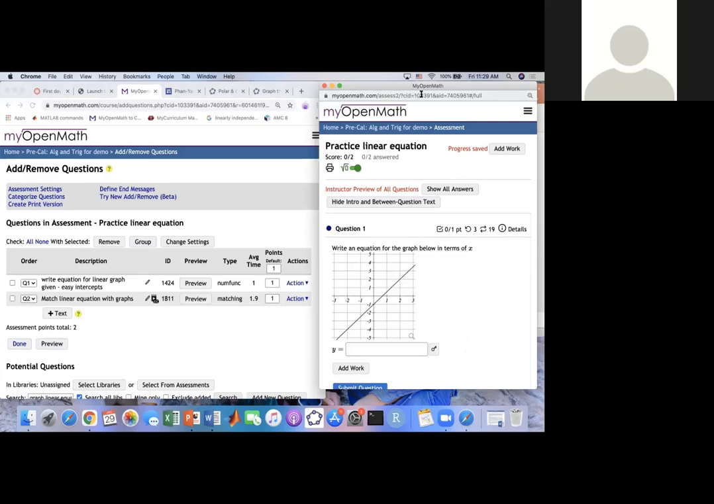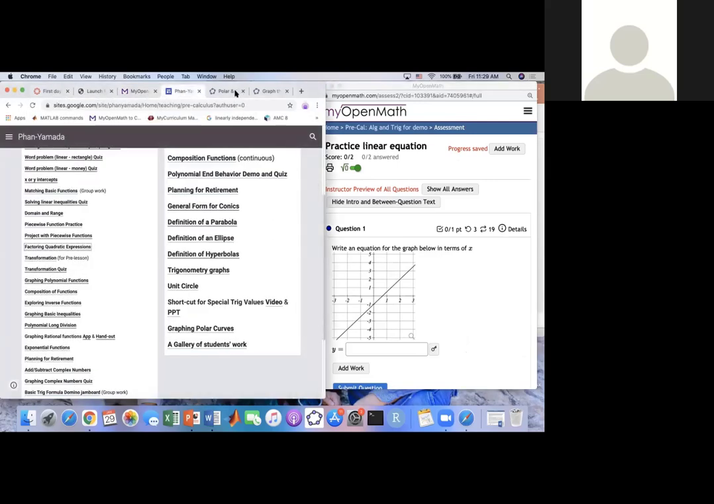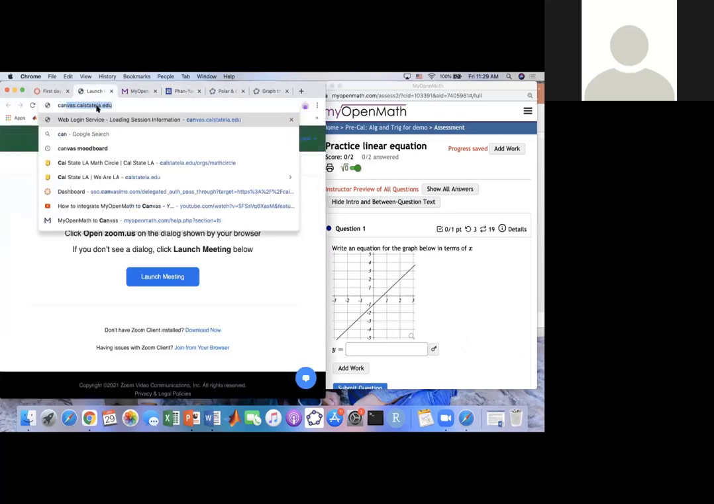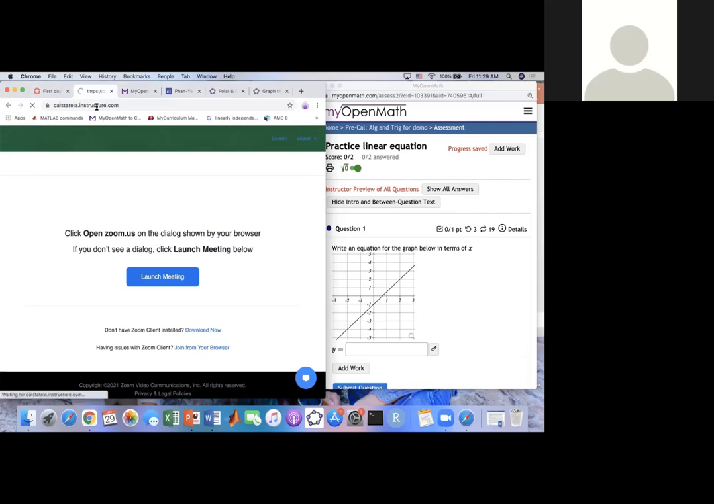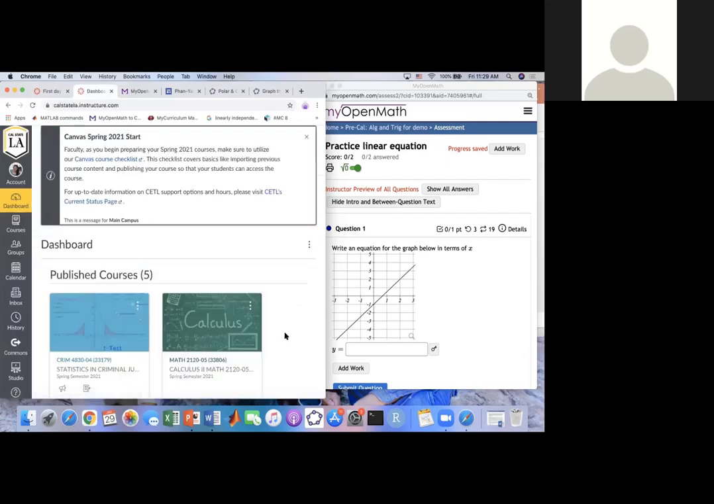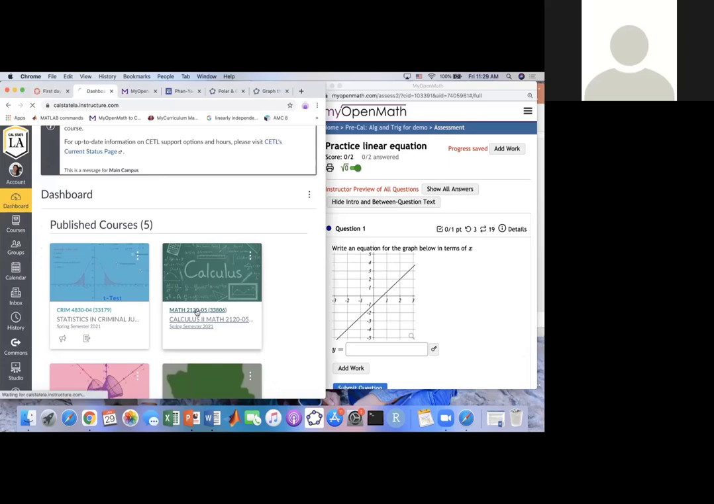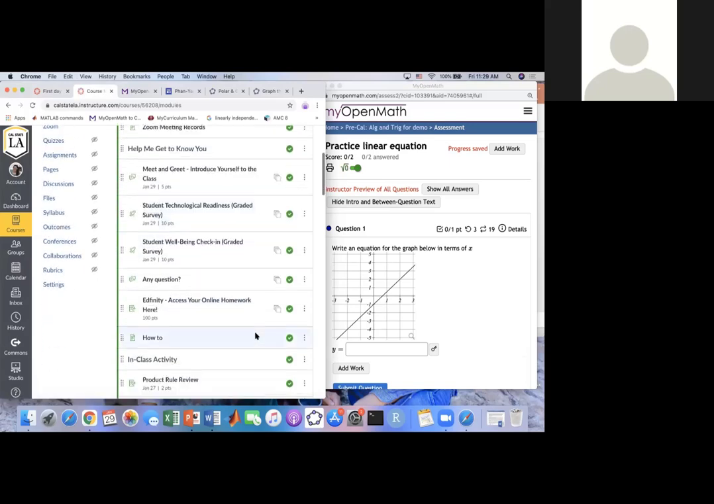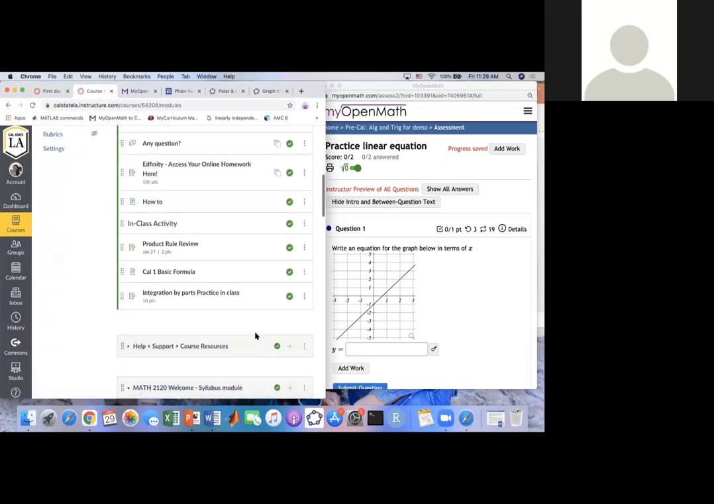So what I did in my school, I embed it into Canvas. Let me show you this here. So in my course, I embed it in Canvas. If you use Canvas, this is what you do right here. A very nice thing about this is that the students don't have to create an extra account or anything. You just click on here.